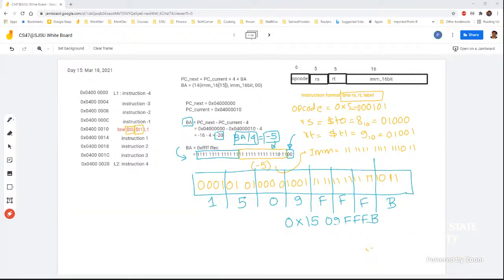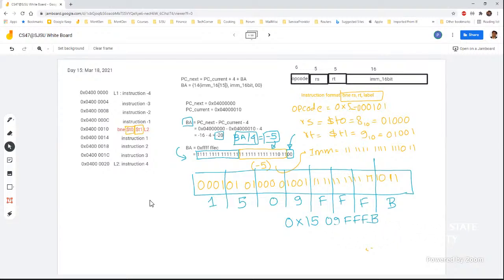Now let's do the same problem. Let's keep this observation, and let's do the same problem, just changing it to, let's say, L2. L1 was a backward jump, right? We're jumping back, test and jump. Let's make it a forward jump. What if it was forward?